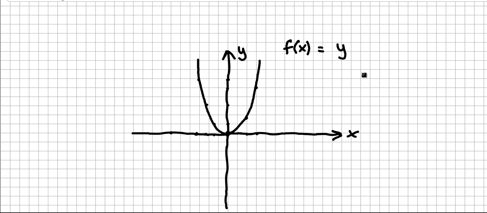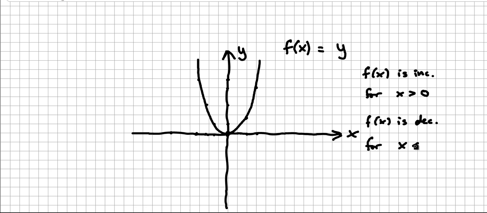So we could write something: f of x is increasing for x greater than 0. So for all these x values, f of x is increasing, and f of x is decreasing for x smaller than 0. Okay, so for all negative x values, f of x is decreasing.